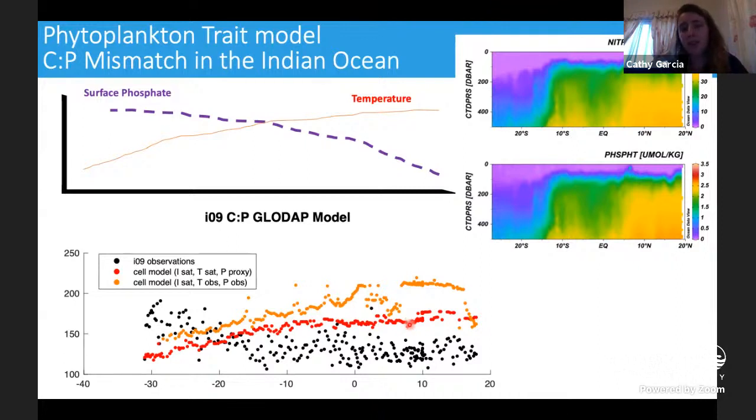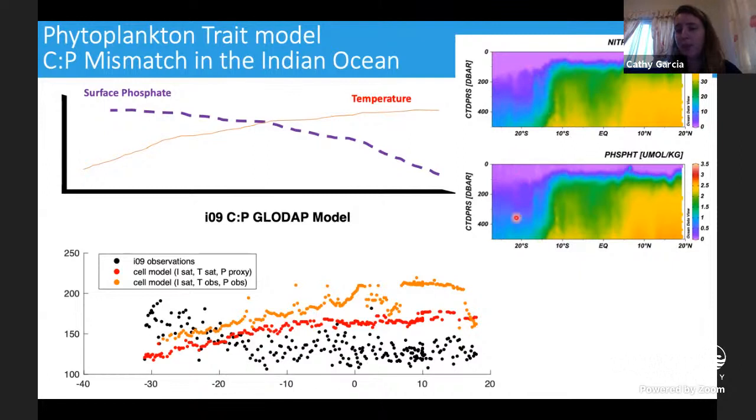And there are really two things driving this. One is the effect of temperature on this initial model. An increase in temperature would predict higher C to P ratios. But we also found that the Indian Ocean is quite interesting when it comes to surface phosphate, although I'm not sure if this name is blocking it. What you can see here is nitrate on the top, and phosphate on the bottom.